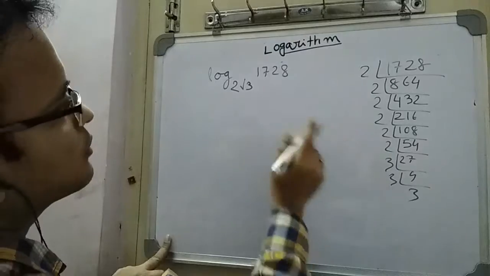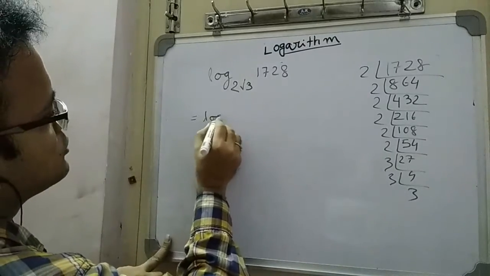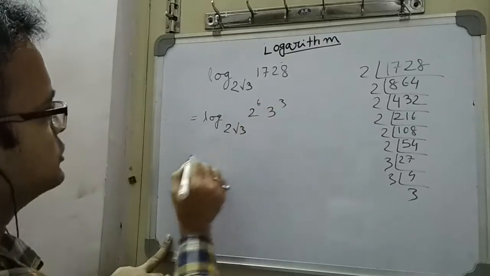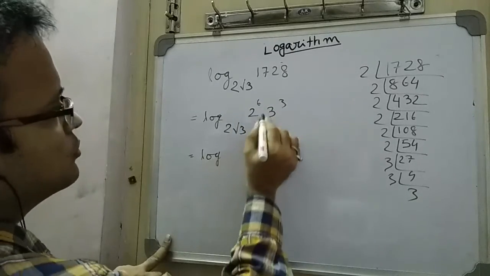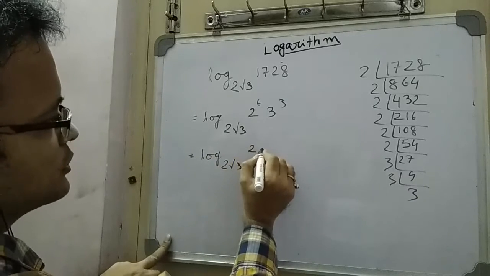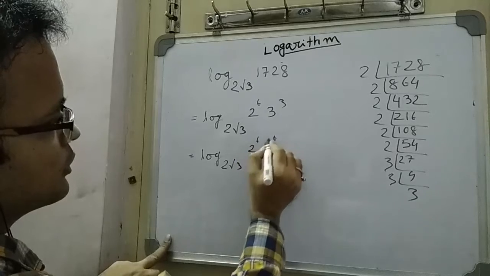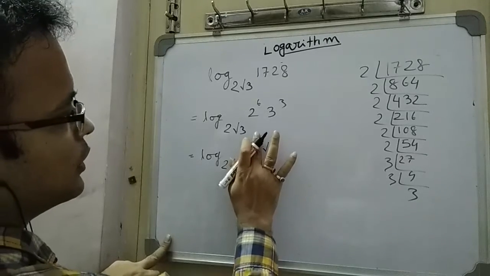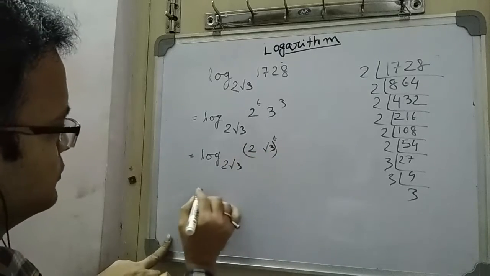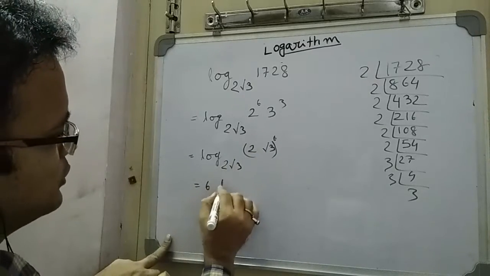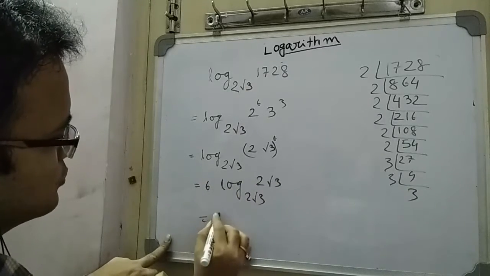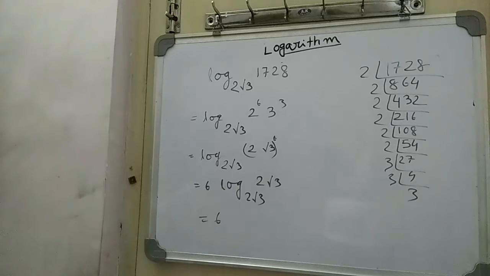So 2 to the power 6, 2 to the power 6 and 3 to the power 3. So what we will do, we will make the power same. 2 to the power 6 and root 3 to the power 6. So what we can write? a to the power m, b to the power m equal to ab to the power m. Now 6 comes to the front. Log 2 root 3 base 2 root 3 equal to 1, 6 is the answer. Okay.